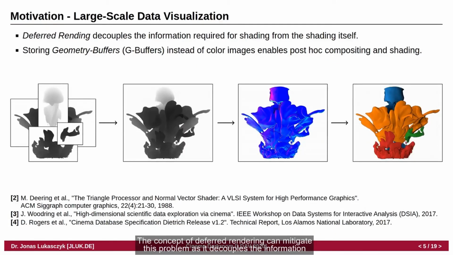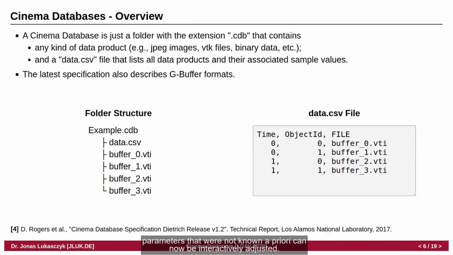The concept of deferred rendering can mitigate this problem as it decouples the information required for shading, such as depth buffers and data textures, from the shading itself, in which one needs to determine suitable color maps and lighting settings. In the context of in situ visualization, deferred rendering can be used to only store the underlying shading information, collectively referred to as geometry buffers, in the cinema database, and postpone final shading to the post-hoc exploration phase, at which point visualization parameters that were not known a priori can now be interactively adjusted. The latest cinema specification provides guidelines on how to actually store geometry buffers in a cinema database.